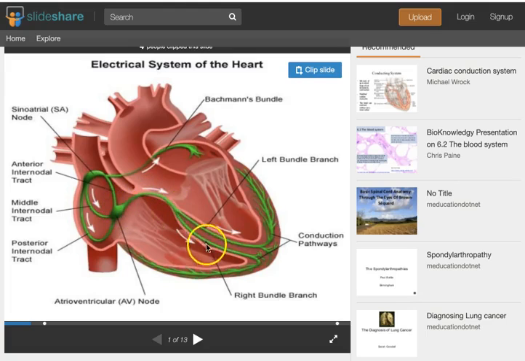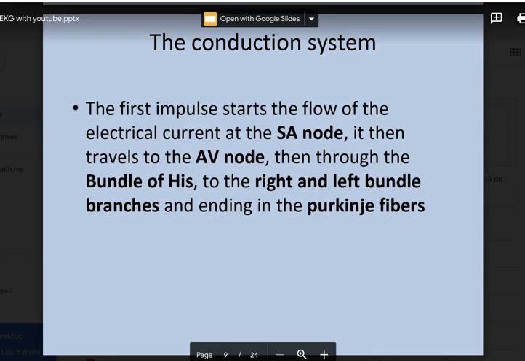So then you've got your right bundle branch, your left bundle branch. This picture calls it conduction pathways. These are actually the way your book wants you to memorize and the way that you need to memorize for your certification test. These are Purkinje fibers. So that's the order of the conduction system that you need to know, and you will need to know that for your exam.